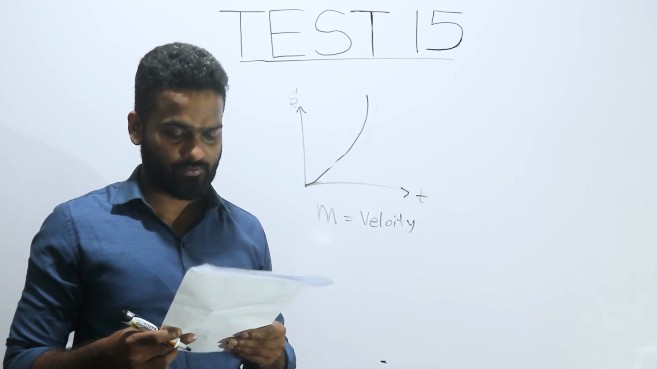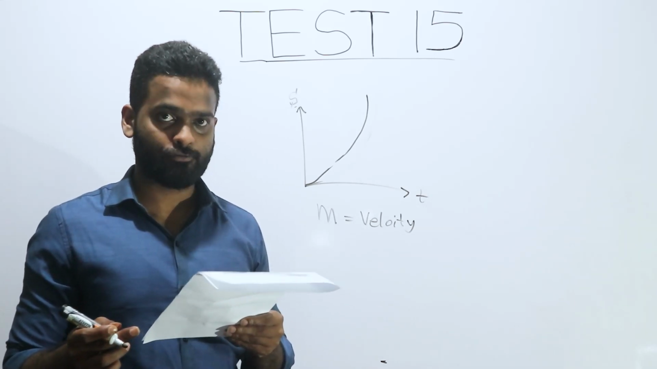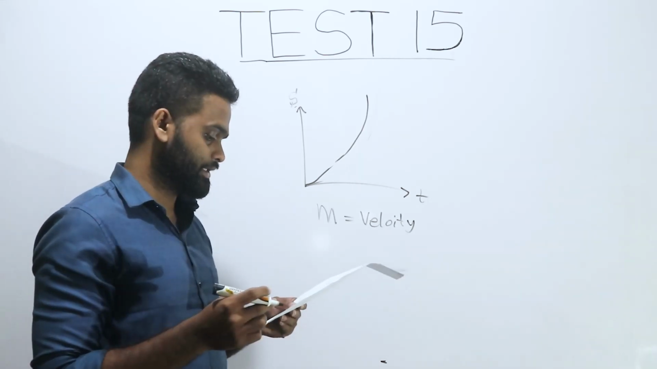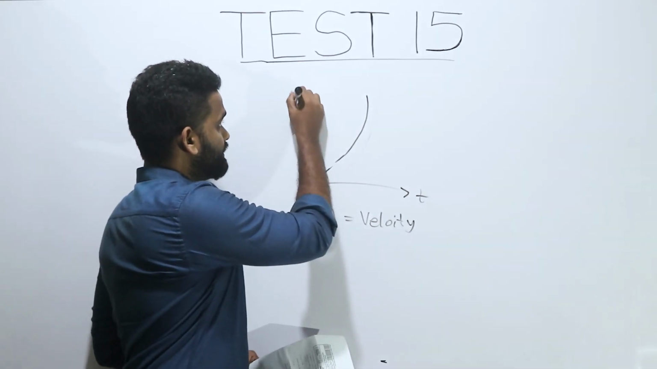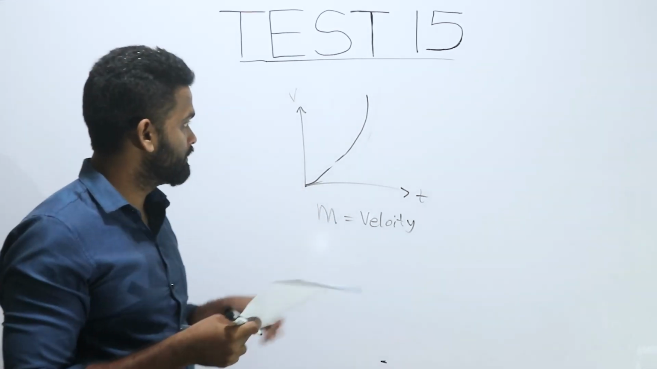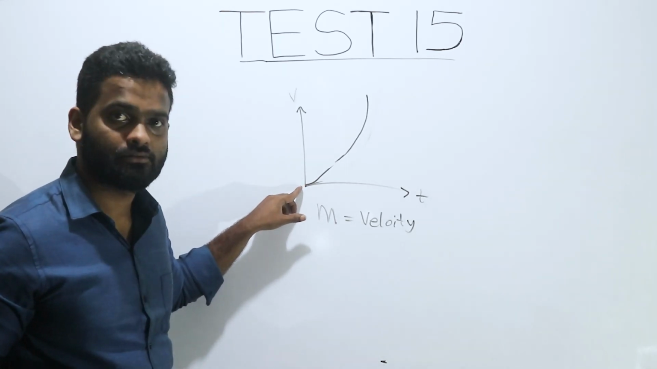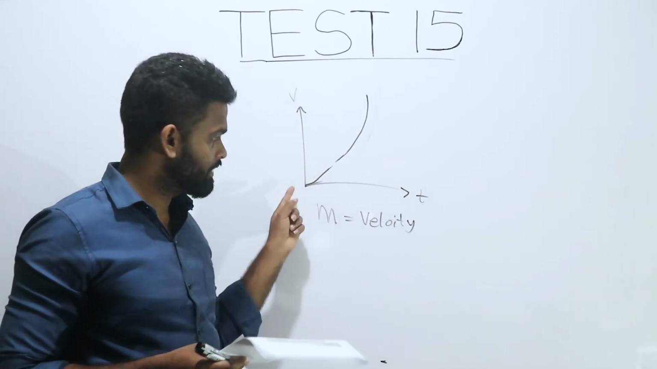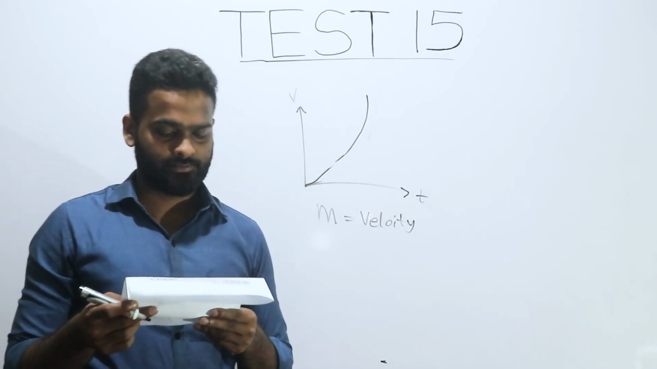Third one: if the velocity of the object is indicated by y, the motion has started from rest. They say if this is velocity, then when t equals 0, velocity is 0. So it is true that if this is velocity, the object should have started from rest.